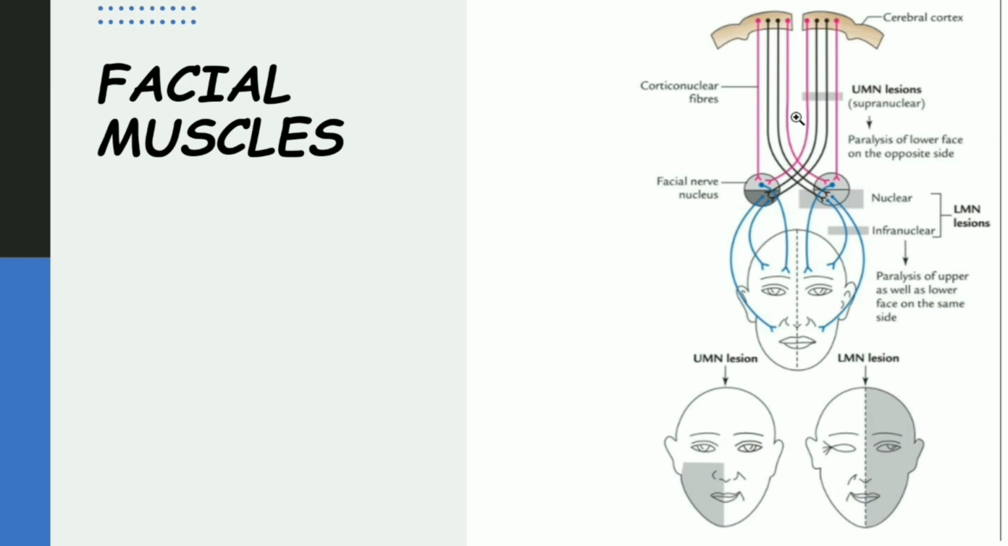Now, what about the innervation by the facial nerve? Considering the left side, the facial nerve arising from the left side is innervating the left half of the face. You can see from the left facial nerve nucleus, there is innervation of the upper half and the lower half of the face. So the left half of the face is completely innervated by the left facial nerve nucleus, while the right half is completely innervated by the right facial nerve nucleus.